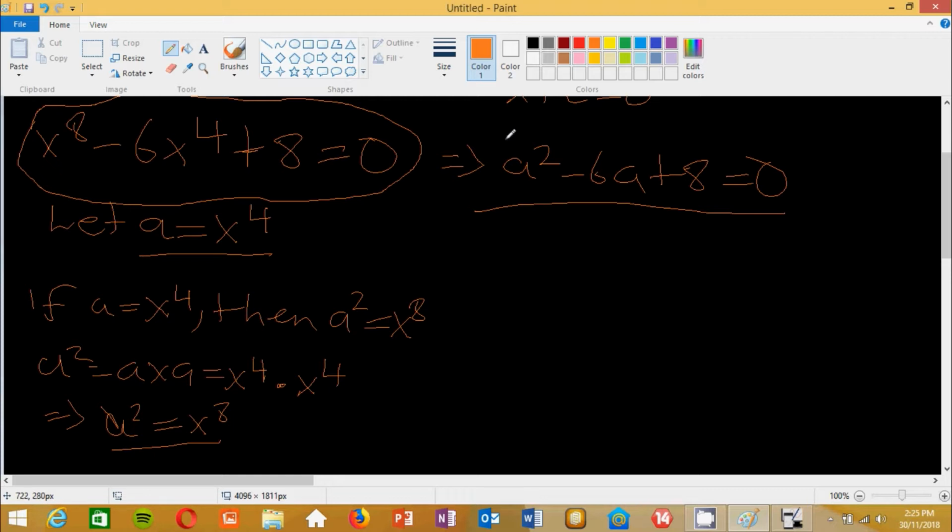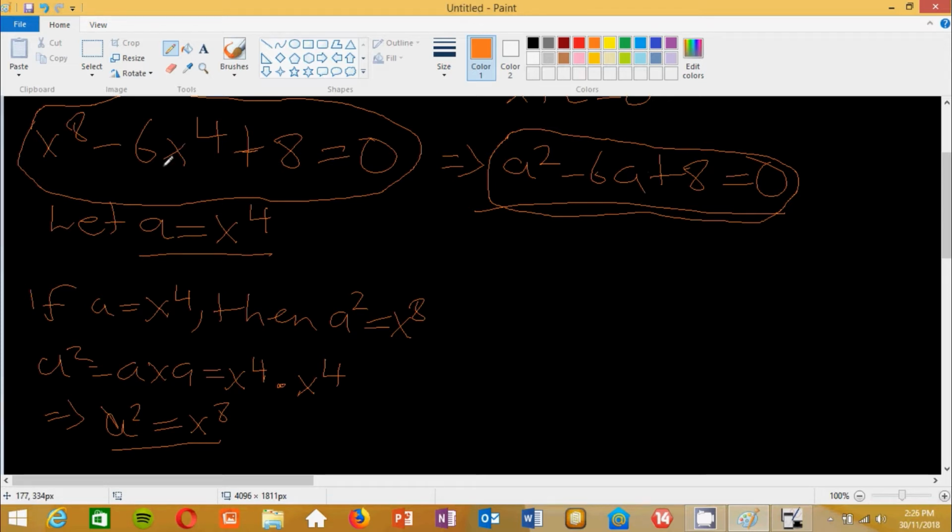This becomes a quadratic equation. This becomes a quadratic equation because now you have a squared minus 6a plus 8. And you can solve this. You recognize this. This is a quadratic equation. So we've turned this equation here into a quadratic equation.